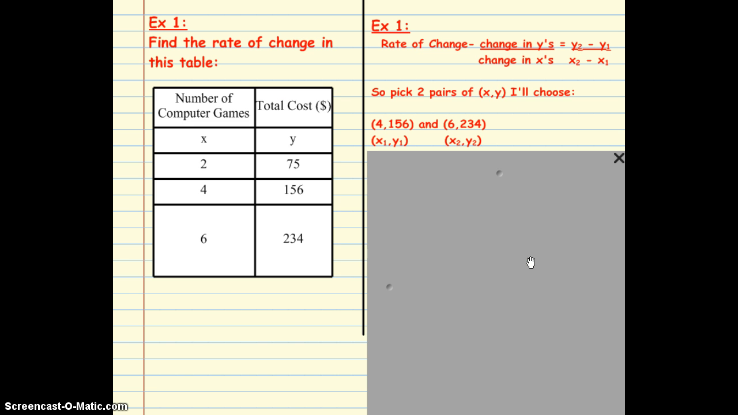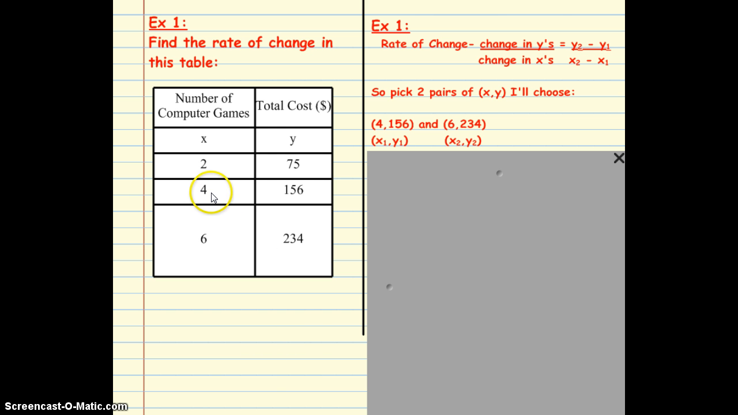Alright, let's get to our first problem. Example number 1, find the rate of change in this table. We've got the number of computer games is going to be our x, and the total cost for purchasing them is going to be our y. So to find our rate of change, we're going to find our change in our y's divided by our change in our x's. So I'm just going to pick any 2 points out of this table.